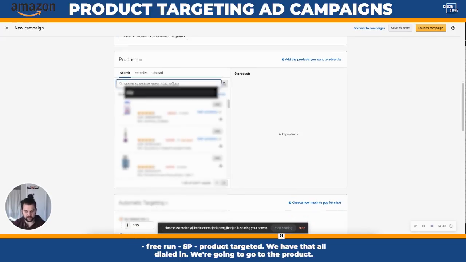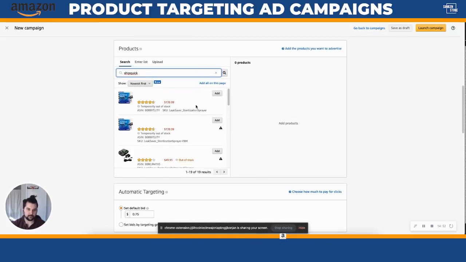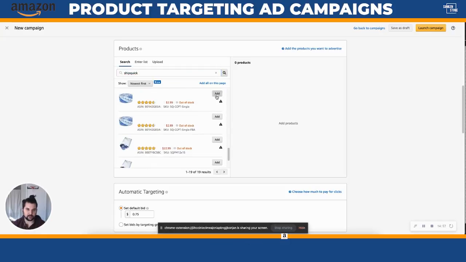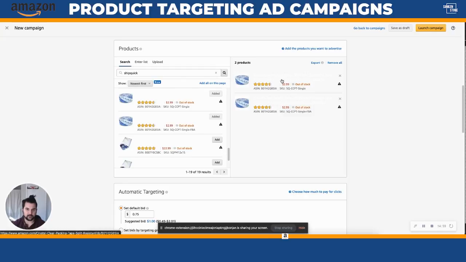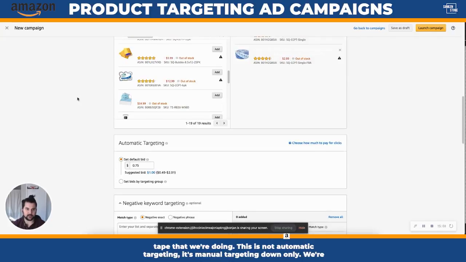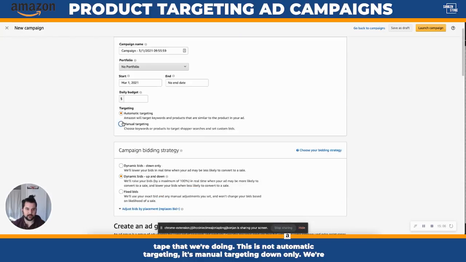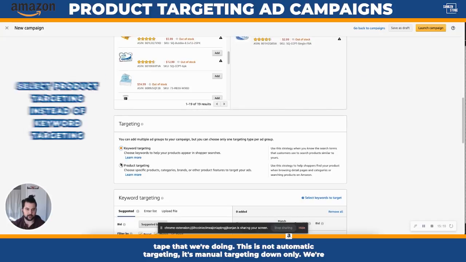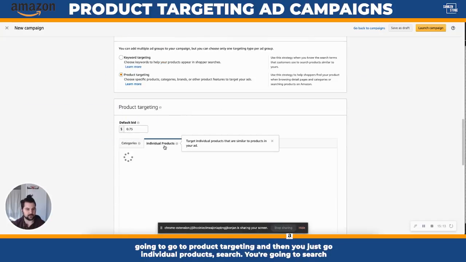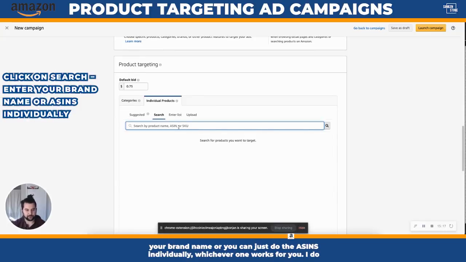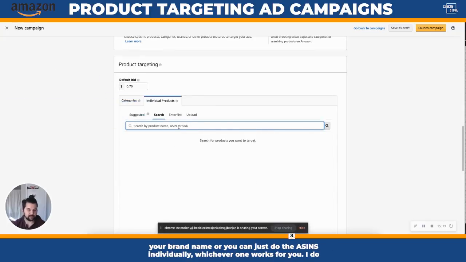We're going to go to the product. We're going to select the tape that we are doing. This is not automatic targeting, it's manual targeting, down only. We're going to go to product targeting, and then you just go individual products, search. You're going to search your brand name, or you can just do the ASINs individually, whichever one works for you.